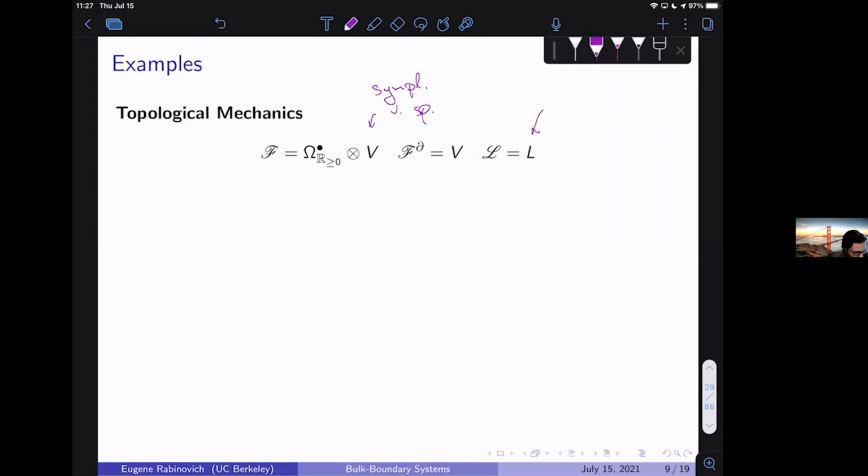V and some Lagrangian subspace, linear subspace. And we can form a BV theory on the non-negative reals whose fields are the de Rham complex with values in V. The boundary fields are just V because the boundary is a point, and as our Lagrangian, we just choose a Lagrangian subspace of V. Pretty simple theory.